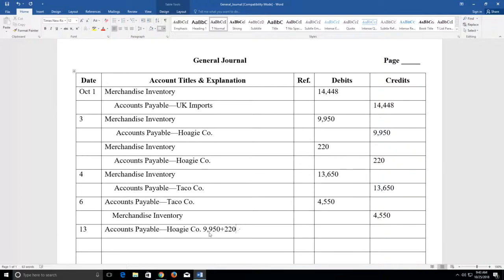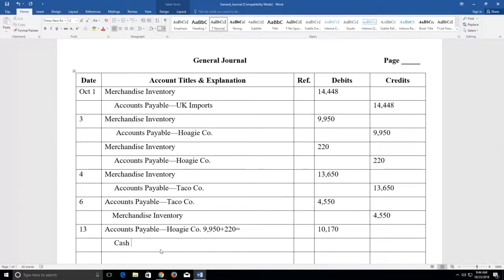Anybody? So we just add that together, and that's what we clear our books for. We clear our books for exactly what we owe. Yep, 10,170. Now we're paying them with cash, right? Okay, so how much are we paying them?